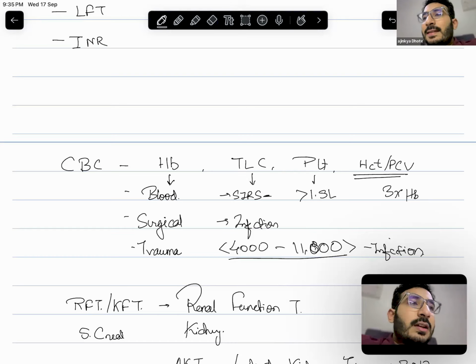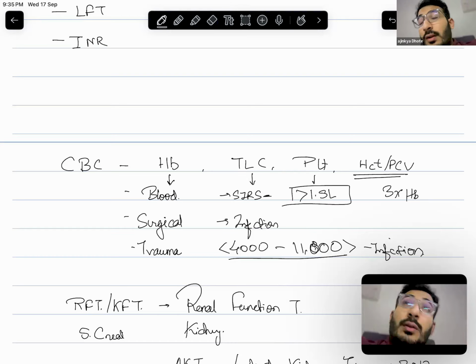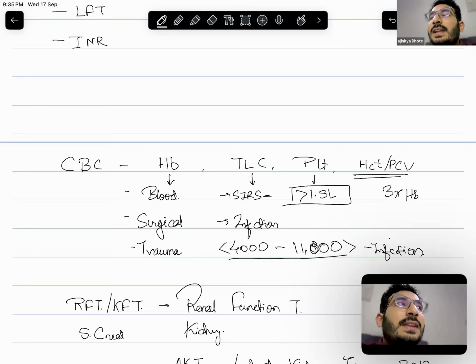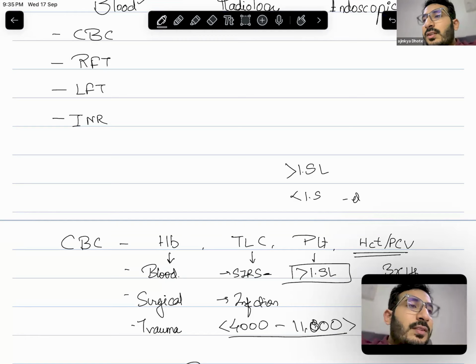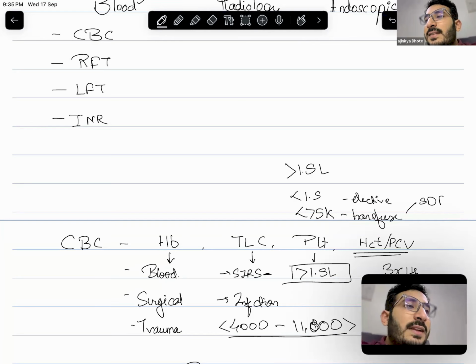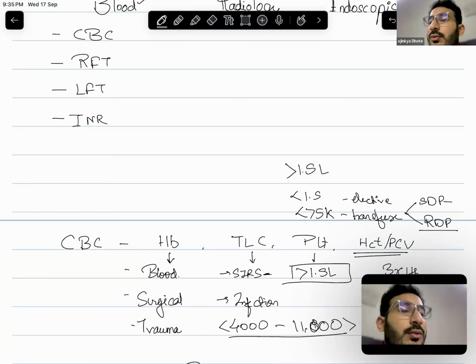Next is your platelet count. In surgical terms, most of the time it is something that you need as a pre-op parameter. The normal platelet count is more than 1.5 lakhs. Anything less than that, for elective procedures, we usually investigate the patient and try to wait. Less than 75K, we need to transfuse platelets. They can be either single donor platelets, SDPs, or random donor platelets.